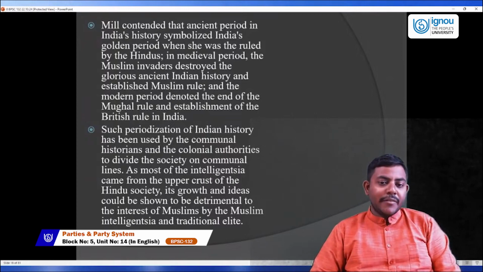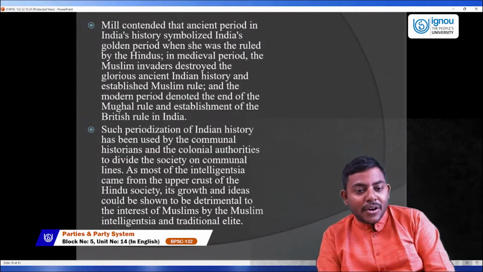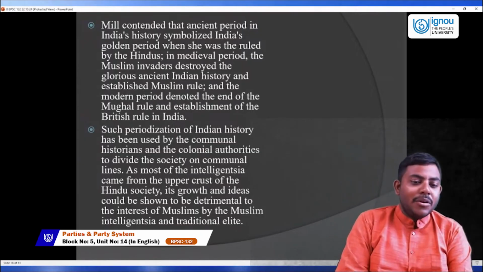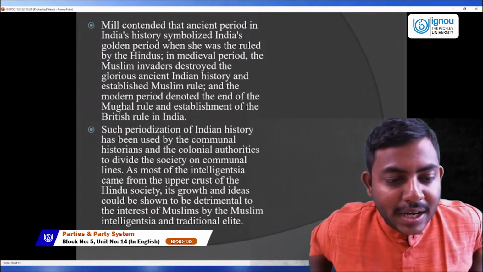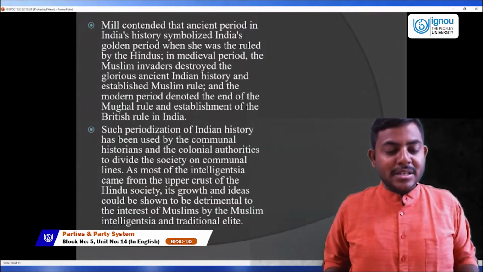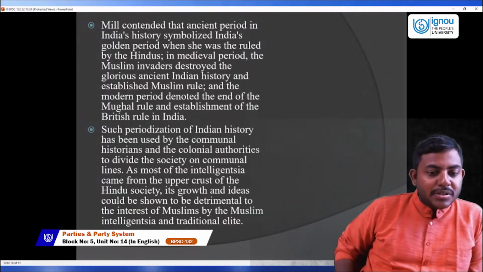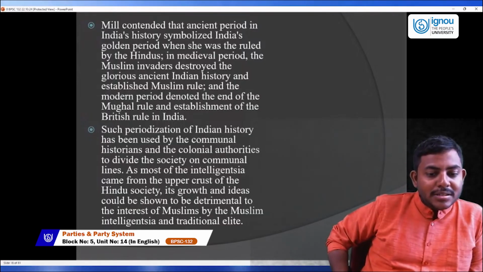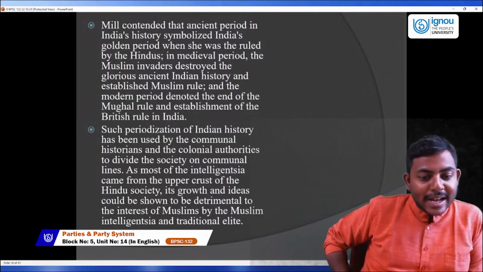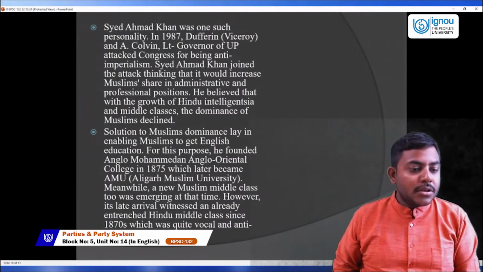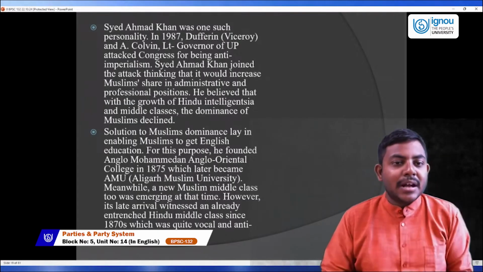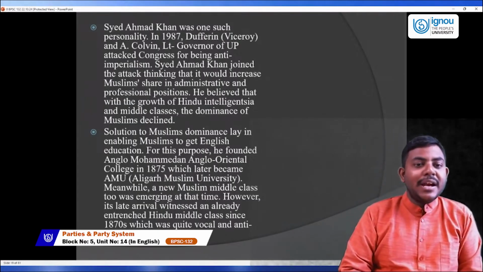Such periodization of Indian history has been used by communal historians and the colonial authorities to divide the society on communal lines. As most of the intelligentsia came from the upper caste of the Hindu society, its growth and ideas could be shown to be detrimental to the interest of Muslims by the Muslim intelligentsia and traditional elite. So, Sir Syed Ahmad Khan was one such personality.